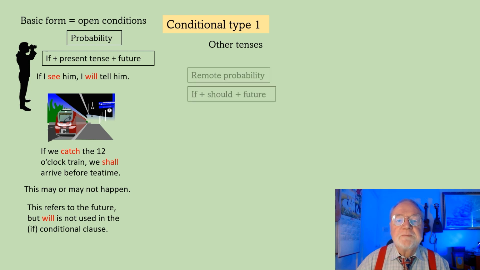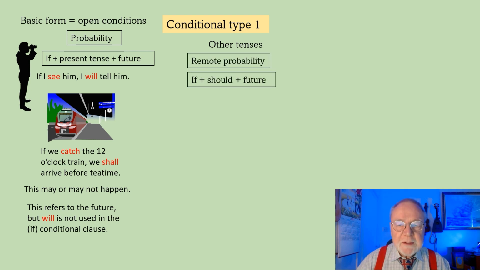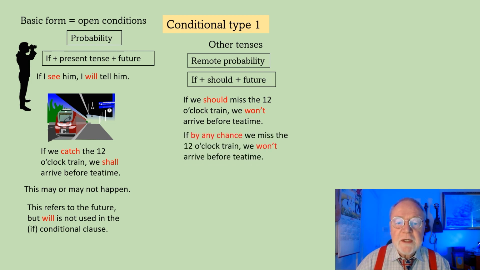Can we use other tenses with the first conditional? Well, yes, we can. If we're talking about a remote probability, in other words, it's just an odd chance that it might happen, but it's not really going to, we can use if, should, plus the future, like this. If we should miss the 12 o'clock train, we won't arrive before tea time. Another way of saying that, to make that a bit clearer, if by any chance we miss the 12 o'clock train, we won't arrive before tea time. Will and would can't be used in the if clause here.